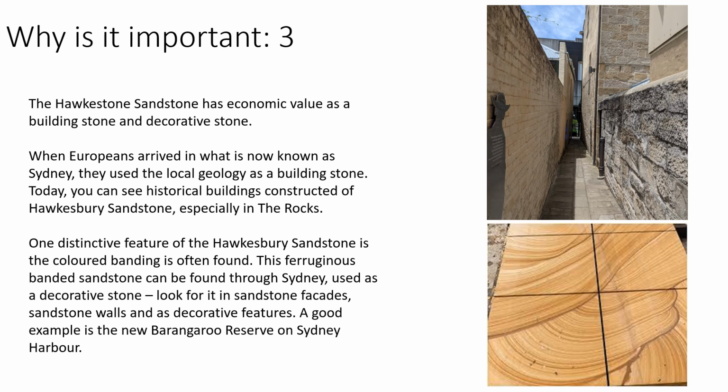And one of the distinctive features of the Hawkesbury Sandstone is the distinctive coloured banding that you often see in this. If you haven't noticed this before, have a look out. Buildings and stones is often used as an ornamental or decorative feature. And this is called ferruginous banding. So ferruginous meaning iron, so it's made from iron banding, and it's found throughout Sydney, used as a decorative stone.